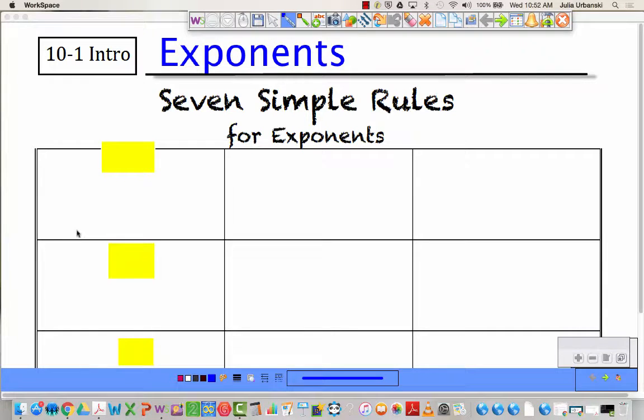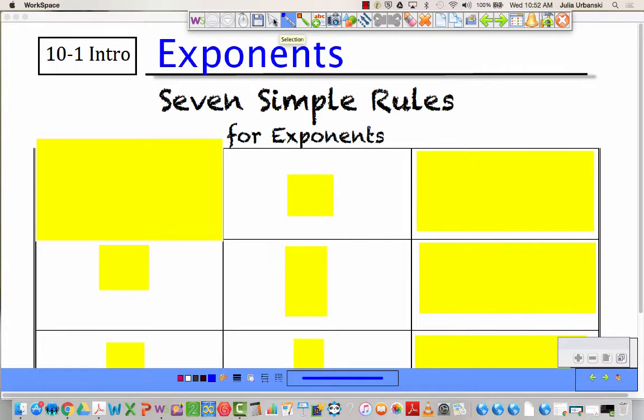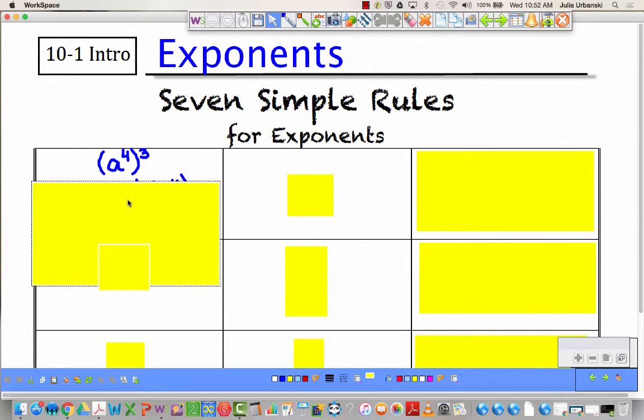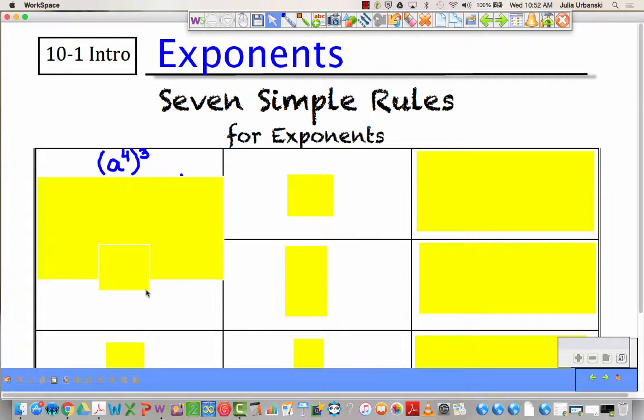You should be on the second line. The first line should already be filled in. So copy down this example right here. A to the 4 to the 3rd with the parentheses. This is a different rule.